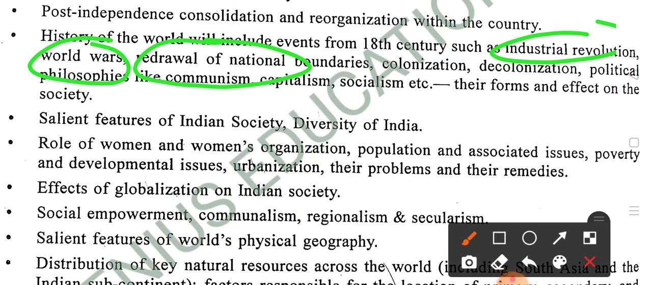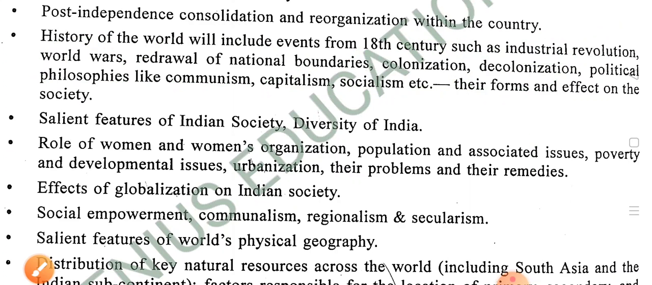Next, redrawal of national boundaries, colonization, decolonization, and political philosophies like communism, capitalism, socialism, and so on. Like socialism in Europe, in which there was the French Revolution and the Russian Revolution, Rousseau, and Hitler who was related to Germany. These are the most important topics which you have to see.